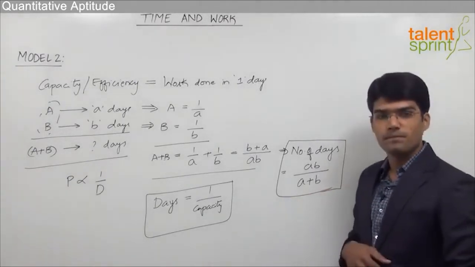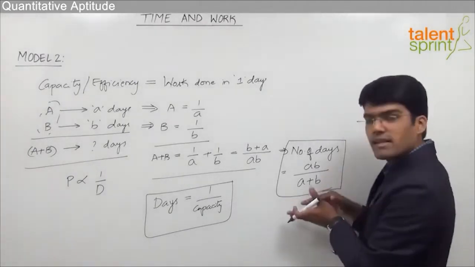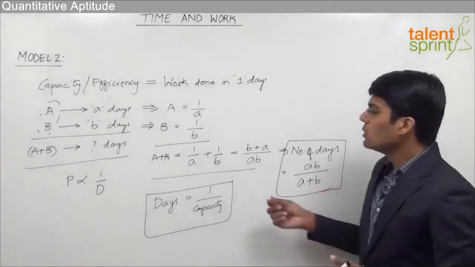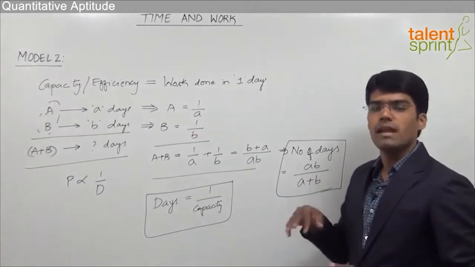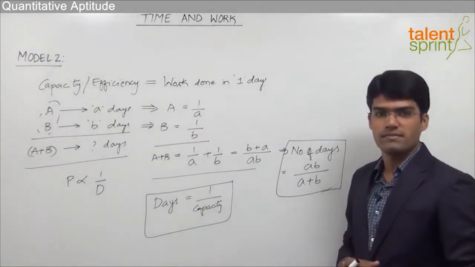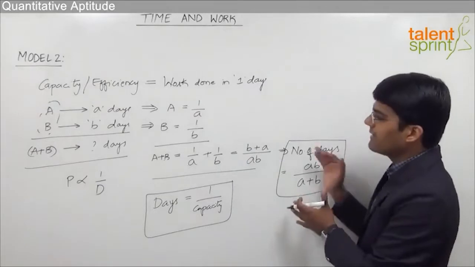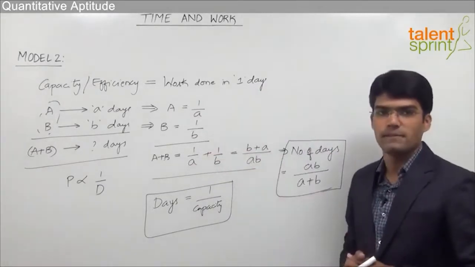So friends, either you can use the direct formula to get the answer, or you can use the work done in 1 day to find out the total work done in 1 day and reciprocate that to get the number of days. So this is the shortcut formula, and this is the concept behind the formula.